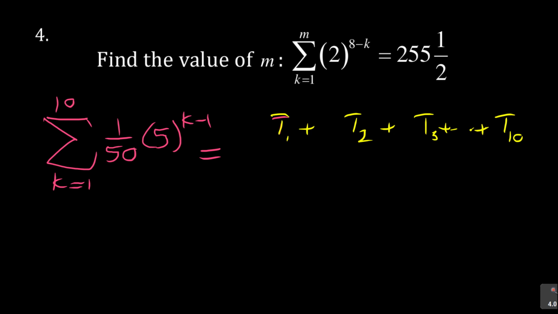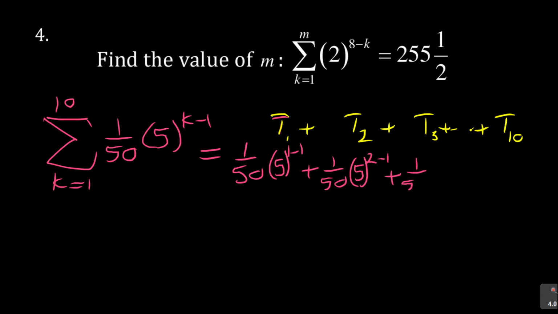This is how you find t1. t1 is found by saying 1 over 50 bracket 5 to the power k minus 1, with k is 1. It will be 1 minus 1, plus 1 over 50 with 5 to the power k minus 1 where k is 2 now, it's 2 minus 1, plus 1 over 50 times 5 to the power 3 minus 1, up to plus 1 over 50 times 5 to the power 10 minus 1. That's what is actually happening.